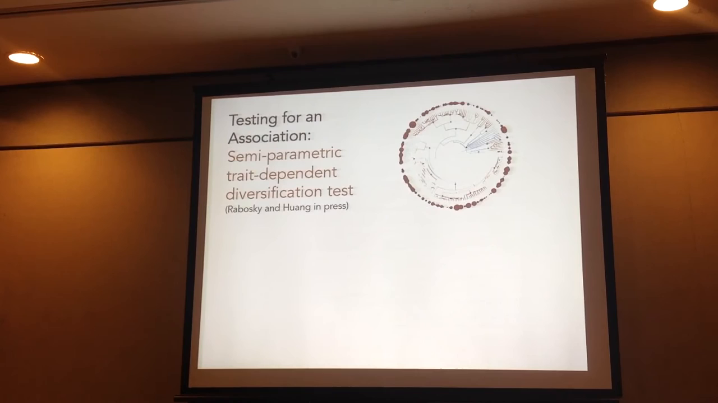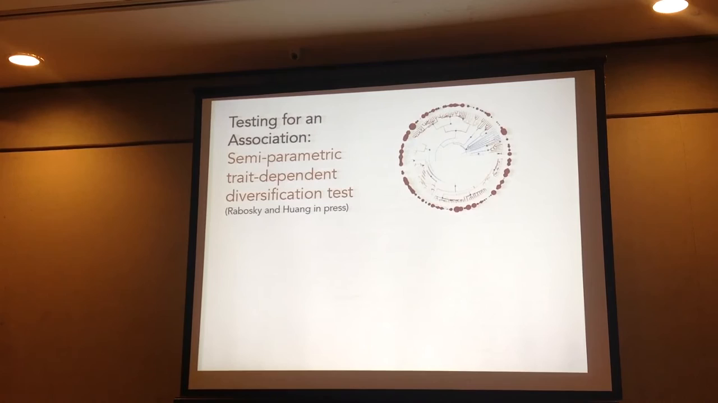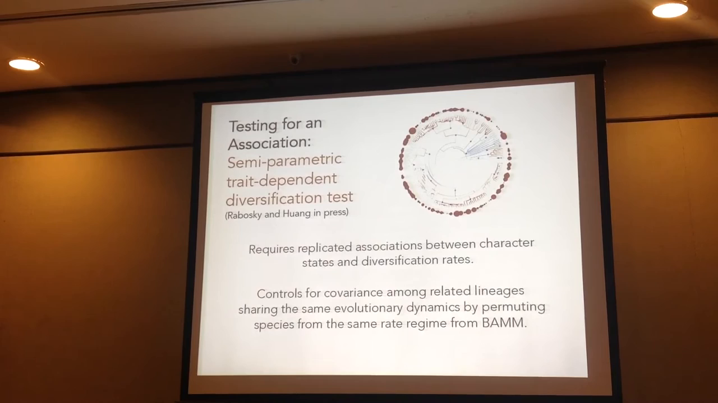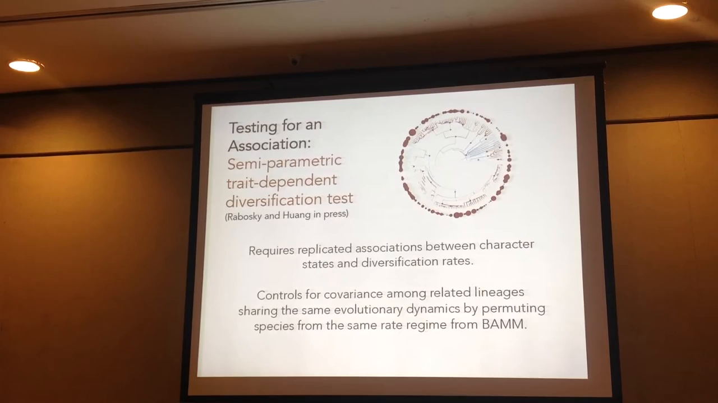We used a semi-parametric trait-dependent diversification test developed by Dan Rabosky and currently in press, and it requires replicated associations between character states and diversification rates. So you have to see a relationship appearing multiple times across your tree in order to recover a significant result. And it controls for covariance among related lineages that have the same evolutionary history.